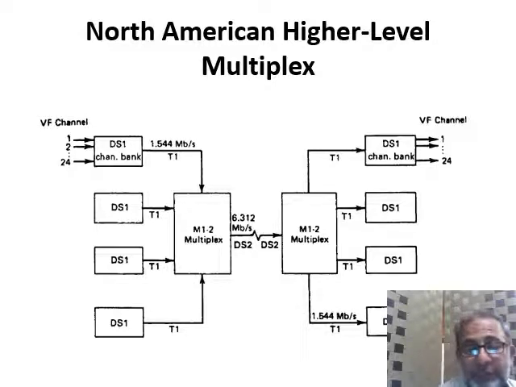For example, four different DS1s are multiplexed together using an M12, and we get a 6.312 Mbps DS2 signal. It is transported over the transmission media and received at another M12, which demultiplexes it into four separate T1s. And let me remind you that each T1 had 24 different voice channels.